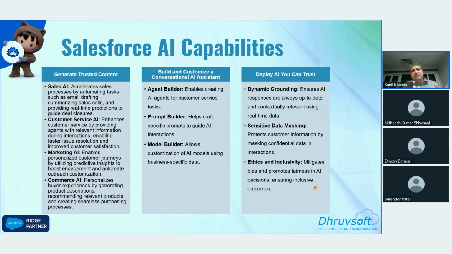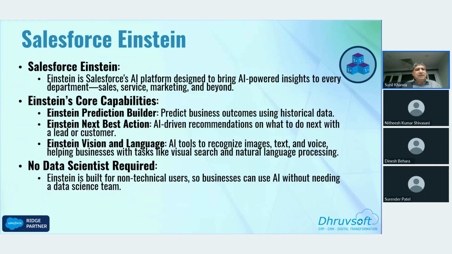Let's now see two very important Salesforce products related to AI. One is what we call Salesforce Einstein. And Einstein is an AI platform which can help you bring insights, AI powered insights, to any of your departments you have, whether you are into sales, service, or marketing department. It can help you bring those insights actually.